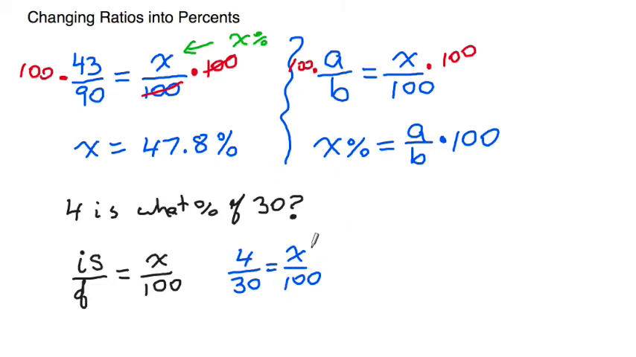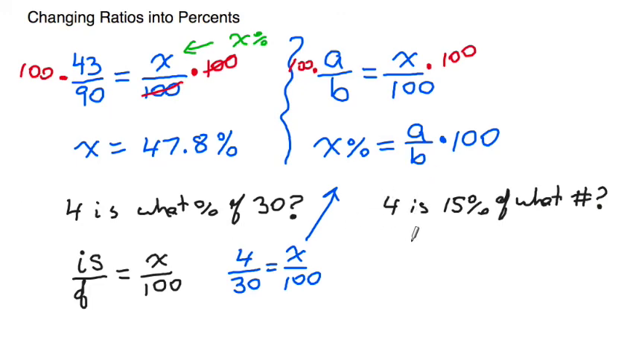So again, we're back to, well, that stuff up there. But then you can ask questions like 4 is 15% of what number? And then the setup becomes is over of, so we know the is number, that's 4. The of number, well, that's over here, and we're asking what number it is, so I'll just write n, is equal to 15%, so that would be 15 out of 100.